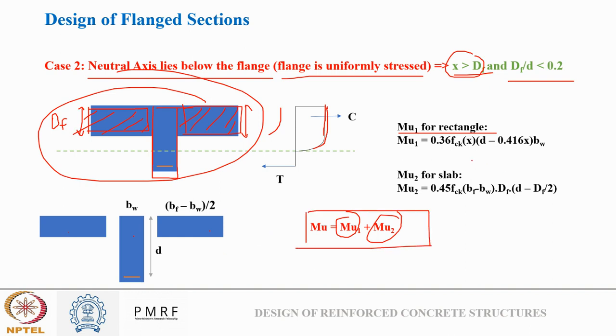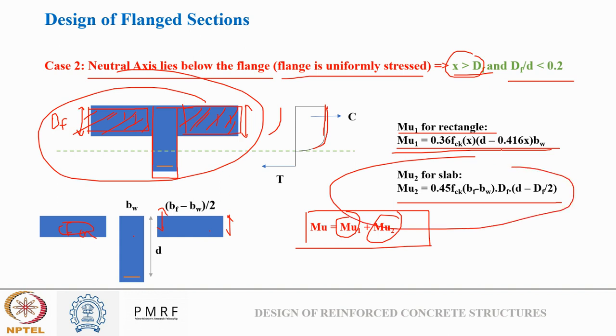So Mu1 we can simply write, we know the relationship due to concrete failure or steel failure. And Mu2 I can calculate because this is totally concrete, so for concrete failure I can write Mu2 as this. We know the width, we know this depth, and we know the fck value. So I can simply write Mu2 as fck into area. Calculating both for the slab and for the rectangle, this is the slab part and this is the rectangle part, I can write the total moment of resistance in case 2.